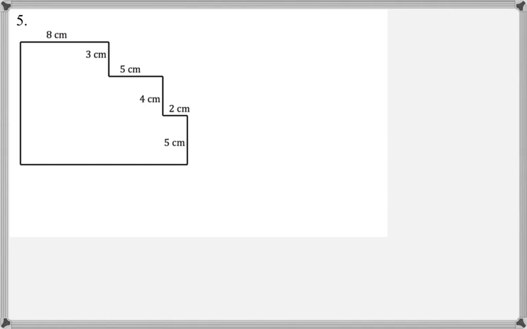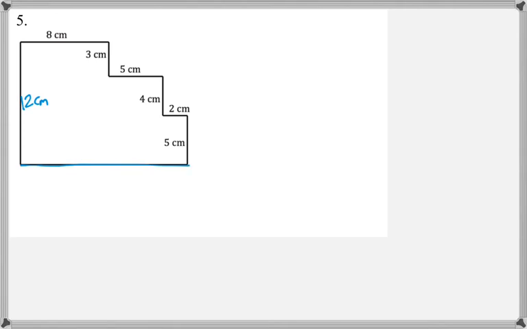So looking at the left side, from here to here, that should be 3. Here to here, that should be 4. And here to here should be 5. So 3 plus 4 plus 5, that's going to get us 12. So that side will be 12 centimeters.